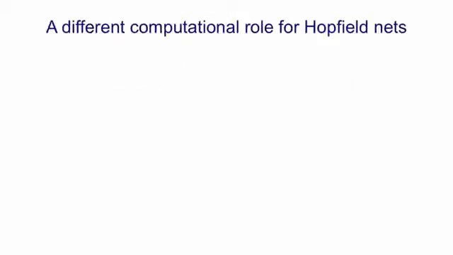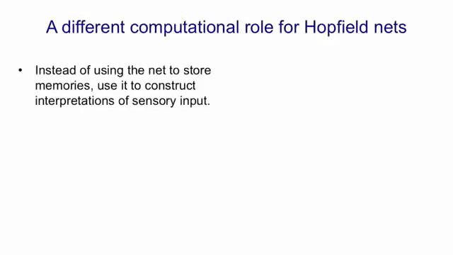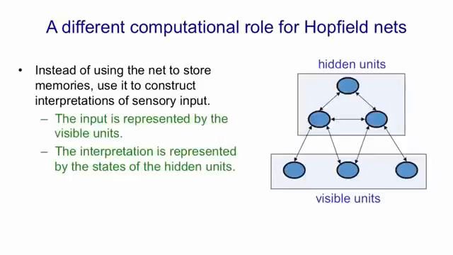Hopfield nets combine two ideas: the idea that you can find a local energy minimum by using a network of symmetrically connected binary threshold units, and the idea that these local energy minima might correspond to memories. There's a different way of using the ability to find local minima. Instead of using the net to store memories, we can use it to construct interpretations of the sensory input. So the idea is that we have the input represented by some visible units, and we construct an interpretation of that input in the set of hidden units. So the interpretation or explanation of the input is going to be a binary configuration over the hidden units.